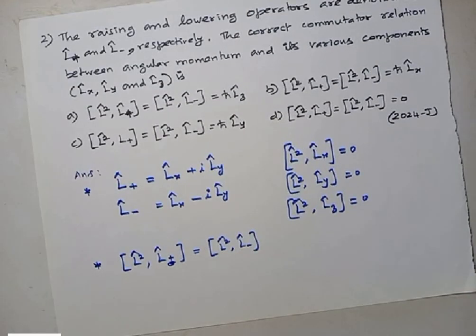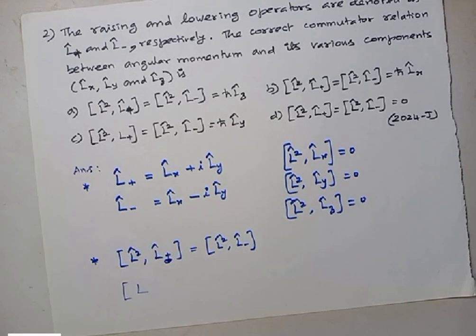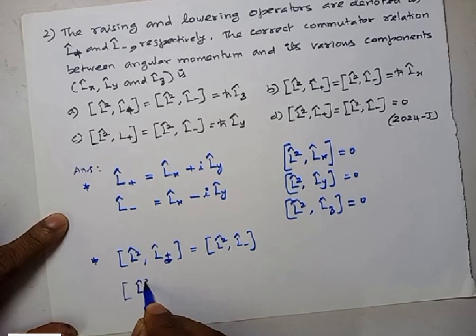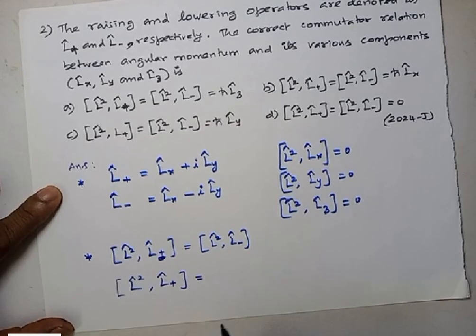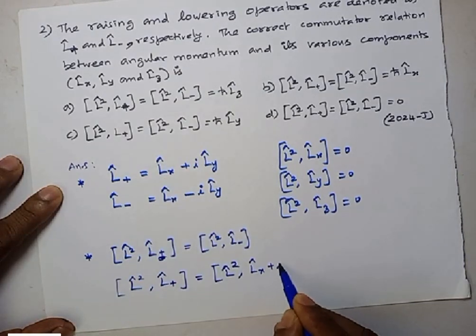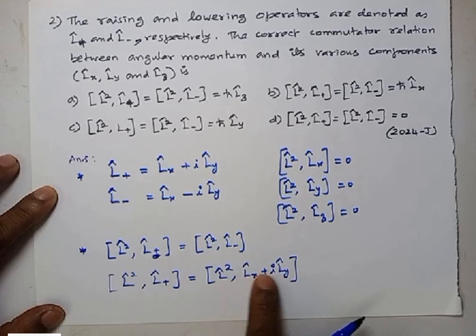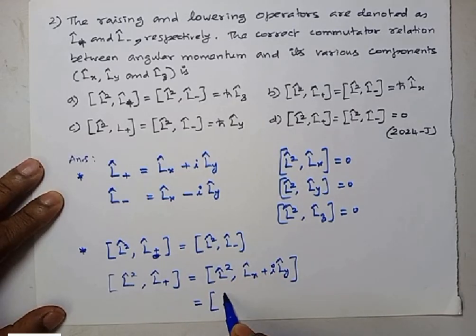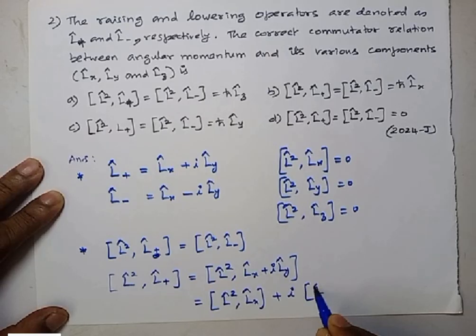Okay, how to do that? See what I'm going to do. I'll take the commutator of L square with L plus, which is equal to L square, comma, L plus, and L plus is nothing but Lx plus i into Ly. This we know. So this is operator A and this is B plus C. So you can separate this by using the commutator rule: the commutator of L square, Lx, plus i into the commutator of L square, Ly.